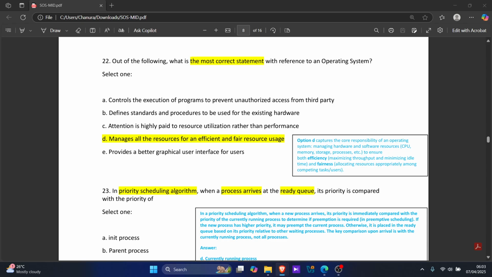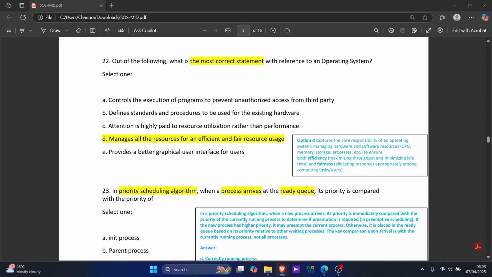D. Manages all the resources for an efficient and fair resource usage. This seems familiar. The OS's primary role is resource management, CPU, memory, disk, etc. to ensure efficiency and fairness among processes. This sounds like a core function.